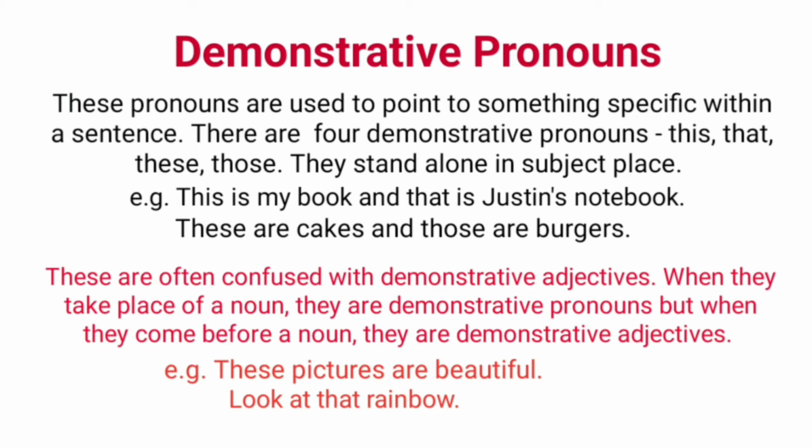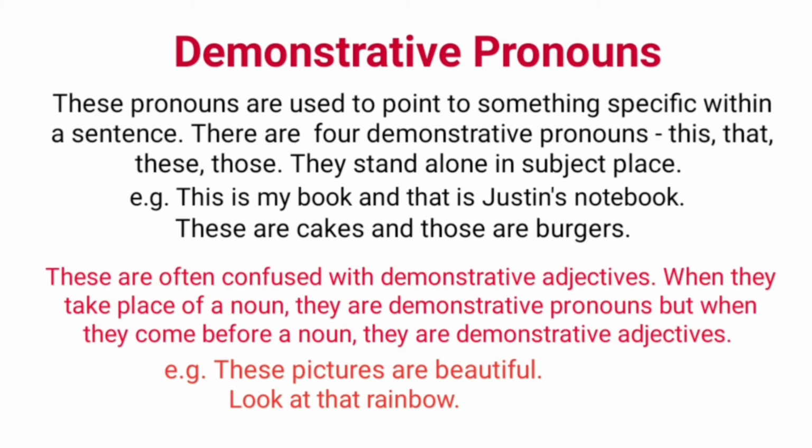For example, this is my book and that is Justin's notebook. These are cakes and those are burgers. In these sentences, this, that, these, and those are demonstrative pronouns. These are often confused with demonstrative adjectives. When they take place of a noun, they are demonstrative pronouns, but when they come before a noun, they are demonstrative adjectives.